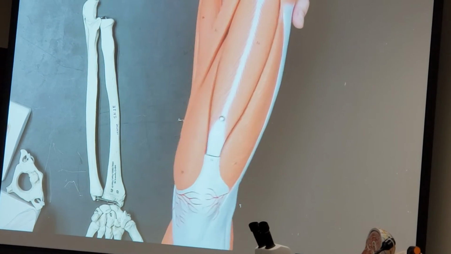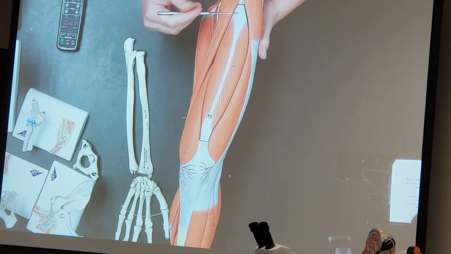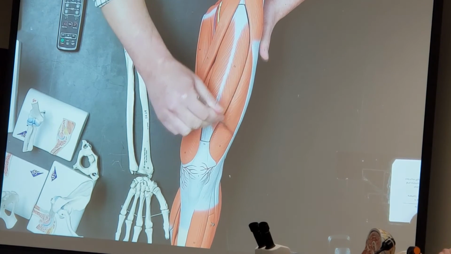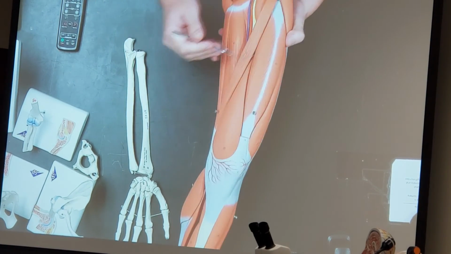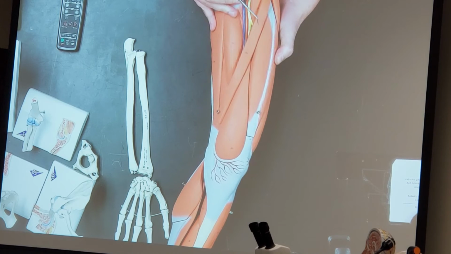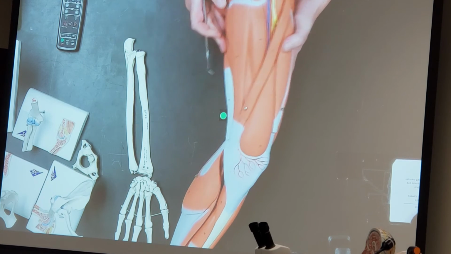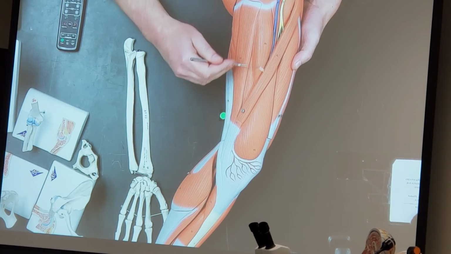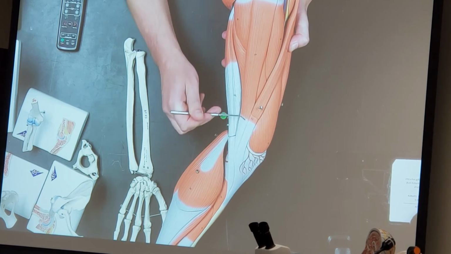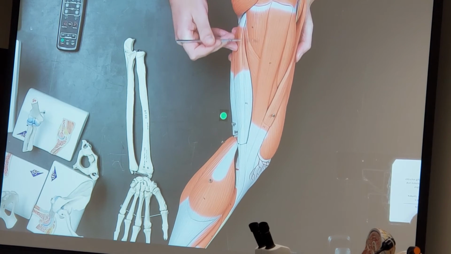So from an anterior view, this is rectus femoris. This is vastus lateralis. Vastus medialis. Moving medially, this is the sartorius. This is adductor longus. This is gracilis. This is adductor magnus.